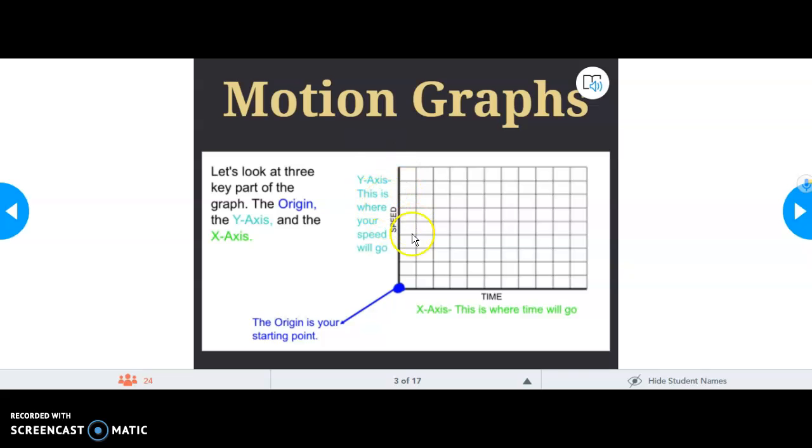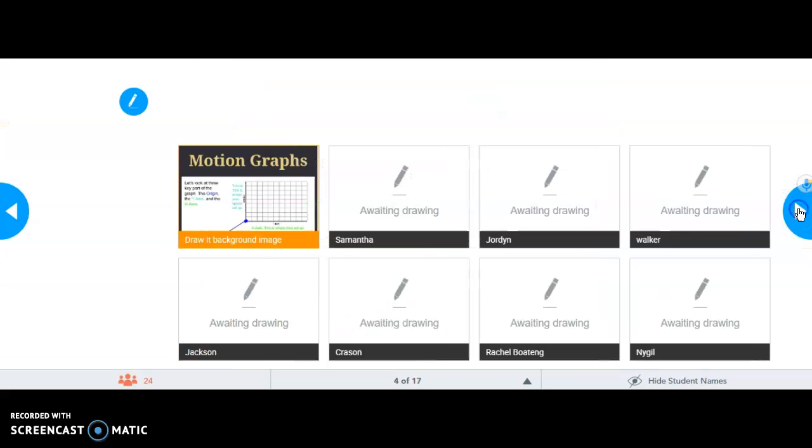You're either going to see speed or distance here, or position. Time should always be down here. The origin is here. That's just some key parts of the motion graph that we need to kind of remember.